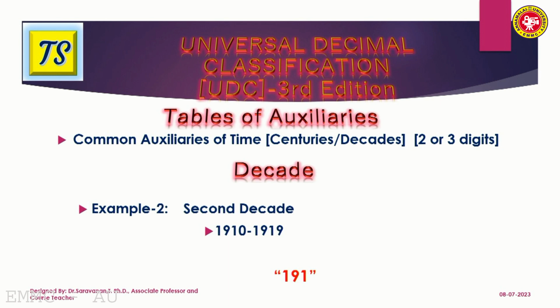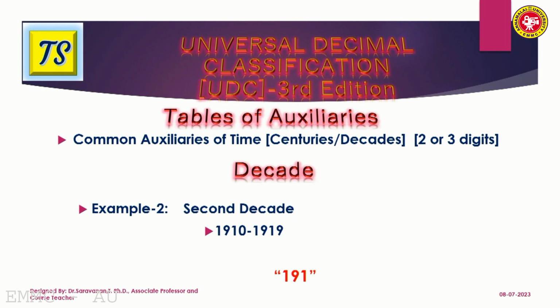See the second example. 1910 to 1919, the 10 years period. Just observe how it has been transferred. The first 3 digits need to be collected. So for this example, 191, the first 3 digits should be transferred and put within double quotes. So this indicates there is 10 years in this notation. This is the simple meaning.